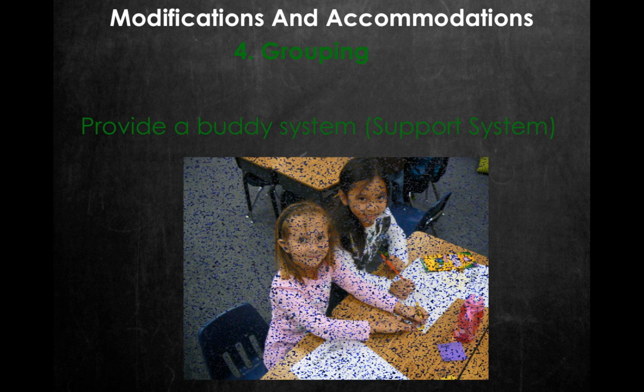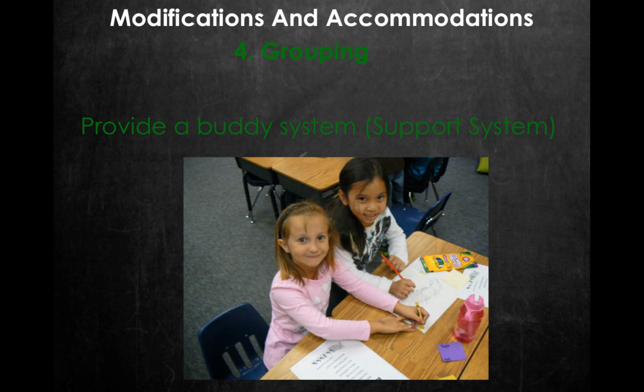Grouping. Provide a buddy system or support system. You can provide a buddy to that specific child who has a hearing impairment, and that can be their one person to always go to if they have a question or if they need help with something, and they shouldn't get in trouble if they get out of their seat and have to go communicate with that child. It should just be a buddy system that they're there for them.